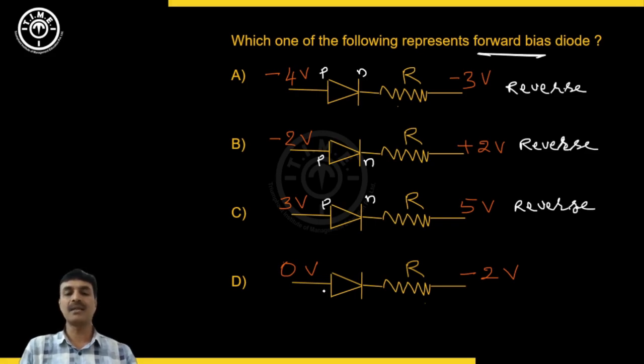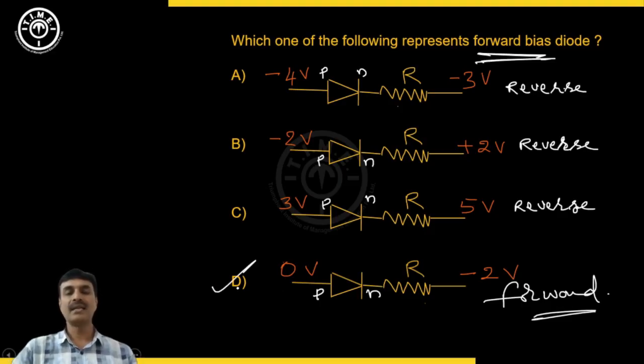Coming to the last option, on the P side you have 0 volt, on the N side you have minus 2 volt. Compared to minus 2, 0 is higher. So higher potential is applied to the P region and lower potential is applied to the N region. So that makes it forward bias. So question is about forward bias, which represents forward bias diode. So clearly the last option, option D, is in forward bias mode. The remaining 3 are in reverse bias mode.